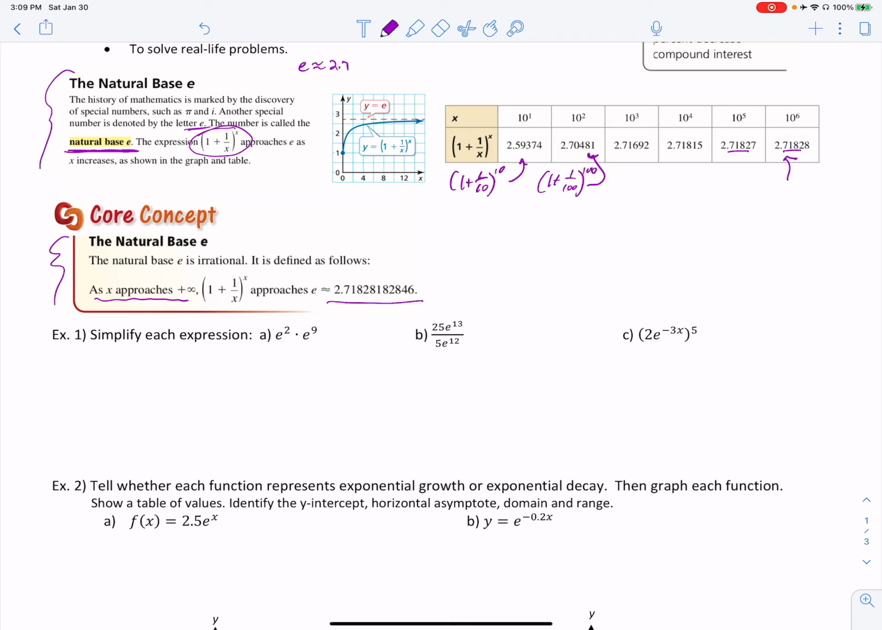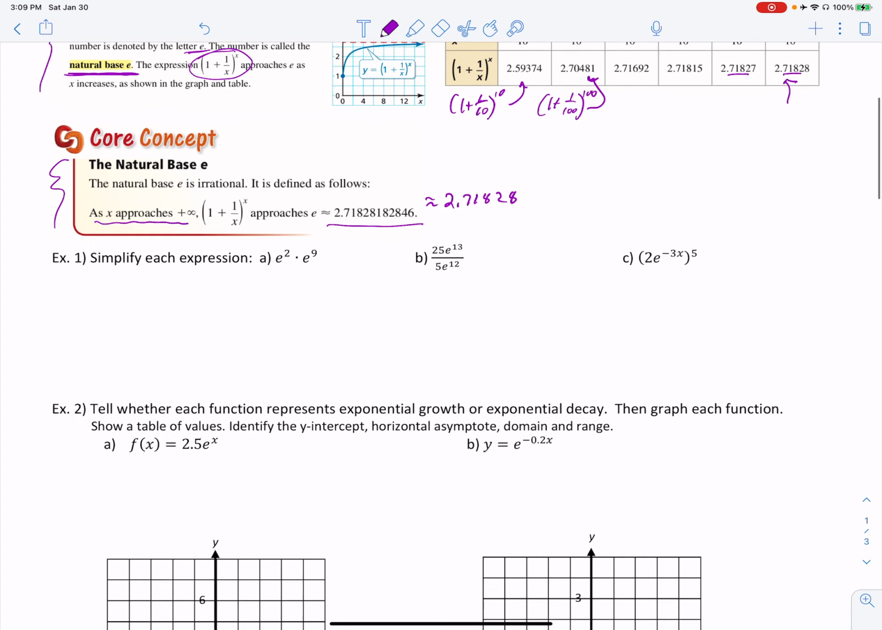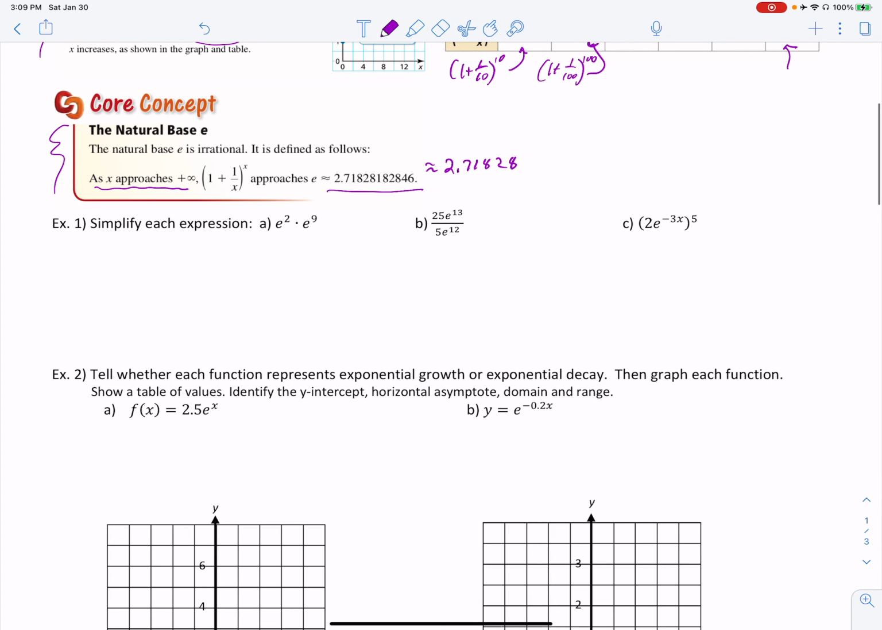So e is 2.71828 to 5 decimal places. That's an approximation. So we're going to use the properties of exponents to do some simplifying, much like was on your last test.